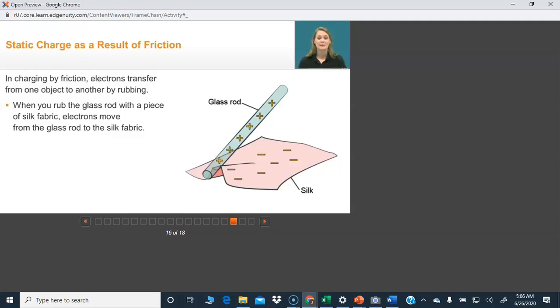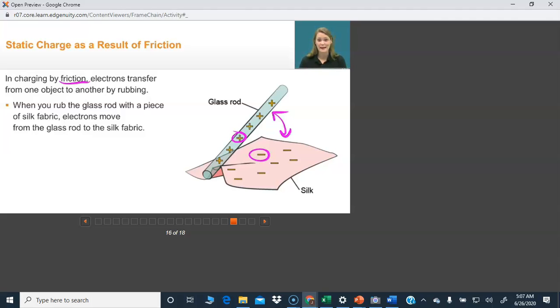In order for charges to build up, charges have to move from one place to another. And there are 3 ways that this can happen. The first way is a result of friction. In charging by friction, electrons transfer from one object to another when the objects rub against each other. If you rub a glass rod with a piece of silk fabric, electrons move from the glass rod to the silk fabric. Since the glass rod loses electrons, it becomes positively charged. And the silk fabric gains electrons, so it becomes negatively charged.